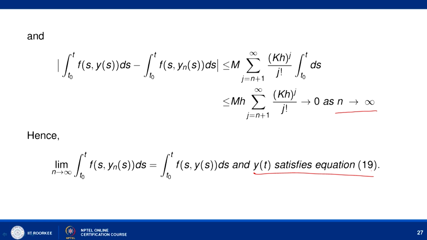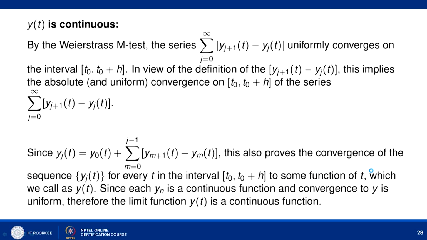So, we have shown that y(t) satisfies the integral equation. Now, we want to show that y(t) is a continuous function. This we can achieve by the Weierstrass M-test.